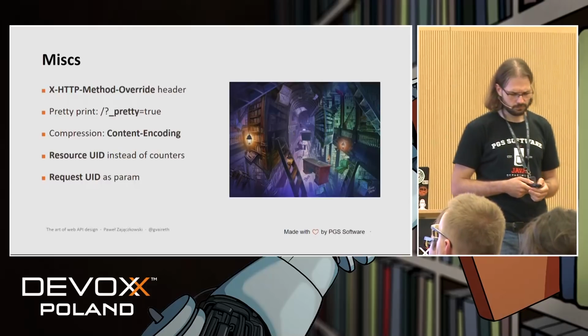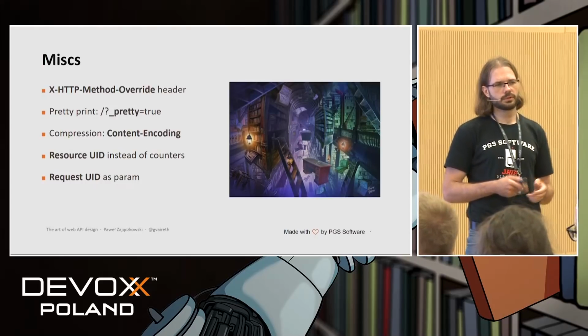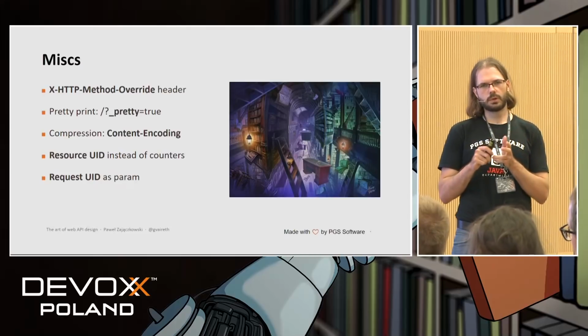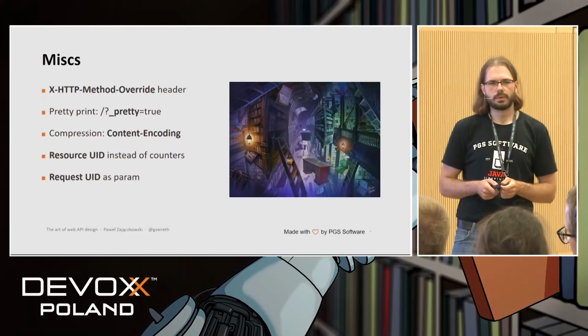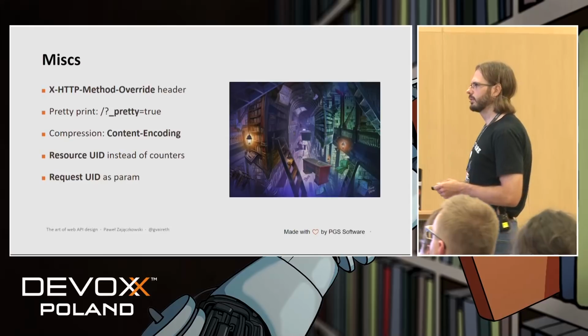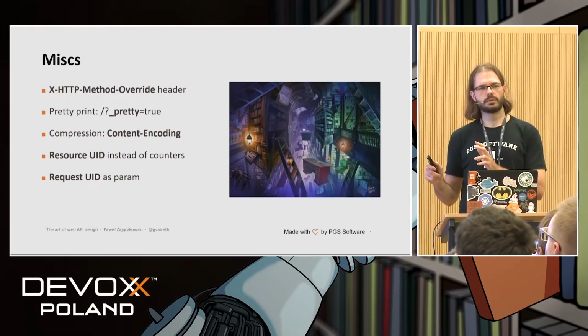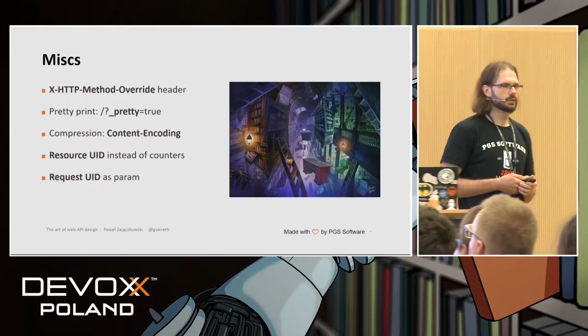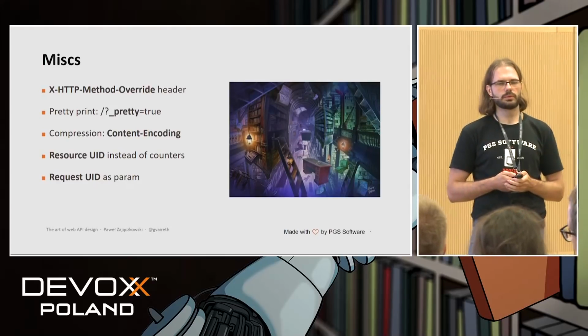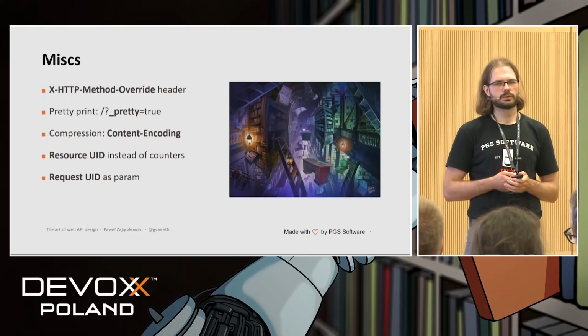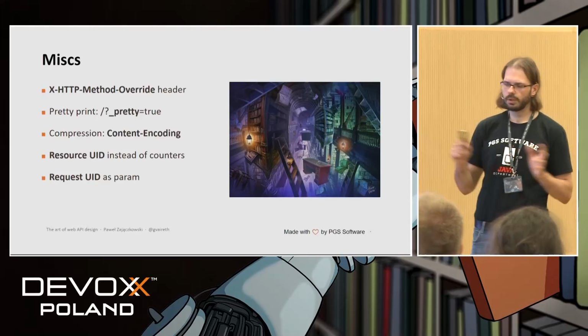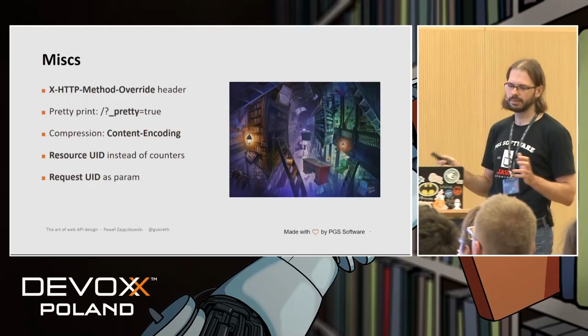Resource UID. When we are creating new resources, it's not the best idea to just go with consecutive numbers, 1, 2, 3, and 4, because then somebody can just ask for all the numbers and get all the data from our database. Aside from losing data, we are losing quite a lot of performance here. So it's good to use longer, random IDs, so it's difficult to guess them.